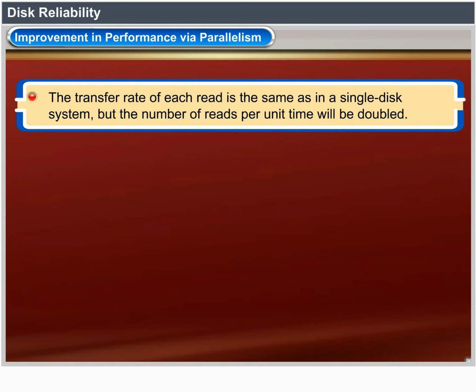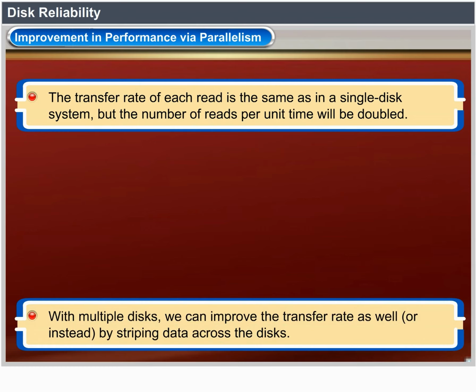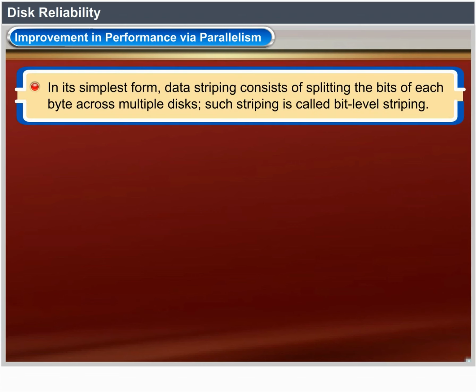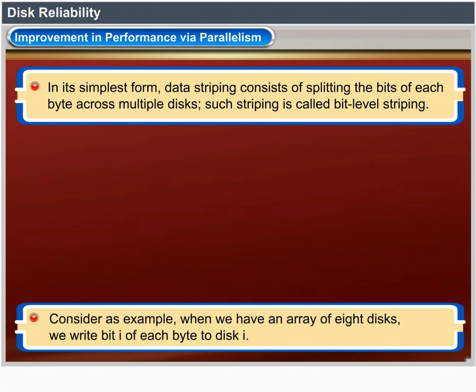With multiple disks, we can improve the transfer rate as well, or instead, by striping data across the disks. In its simplest form, data striping consists of splitting the bits of each byte across multiple disks. Such striping is called bit-level striping. For example, if we have an array of 8 disks, we write bit i of each byte to disk i.